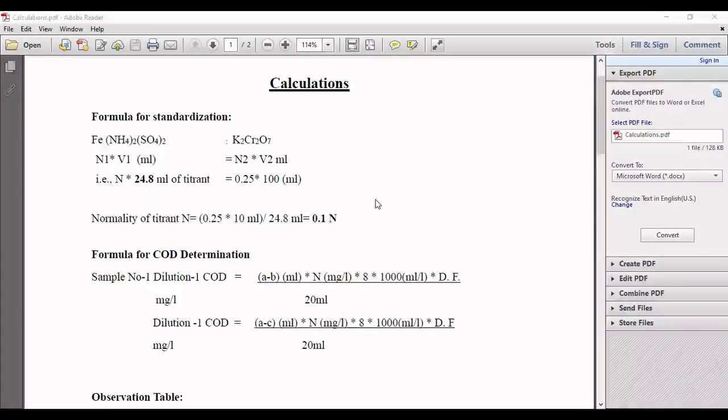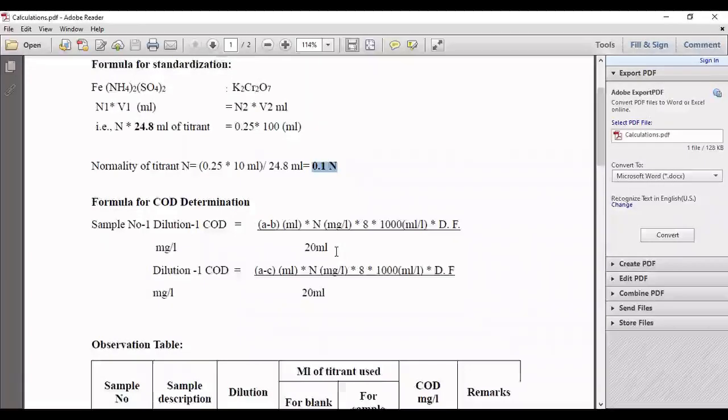We are going to see the calculation part of the COD. The very first thing is we have to find out the normality of the titrant. So we have done the standardization process. During the standardization, we have got the volume of titrant as 24.8 ml. Substituting it into the formula N1V1 = N2V2, we will be getting the normality as 0.1 normal for FAS, that is ferrous ammonium sulfate.